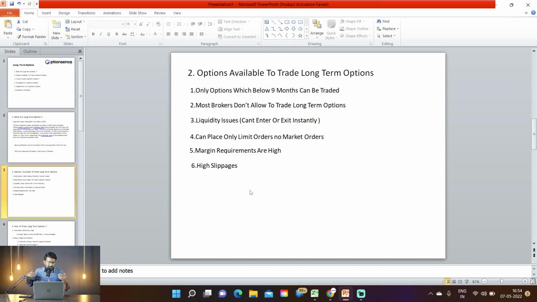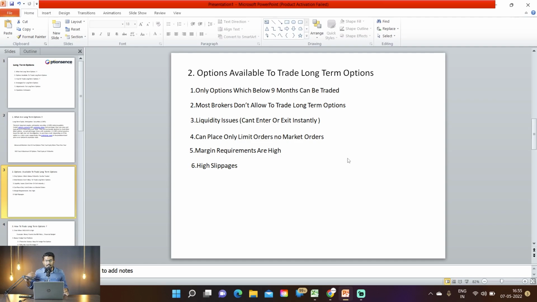As I told you, for now, when it comes to Zerodha, they will allow a maximum of 9 or 10 months options. And even if they allow, you will need liquidity, right? When you have liquidity, you don't have to worry. But if there is no liquidity, you will have issues. And your broker, in most cases, will not allow it. As I told you, only options below 9 months can be traded when it comes to Zerodha. Most brokers don't allow trading long-term options.